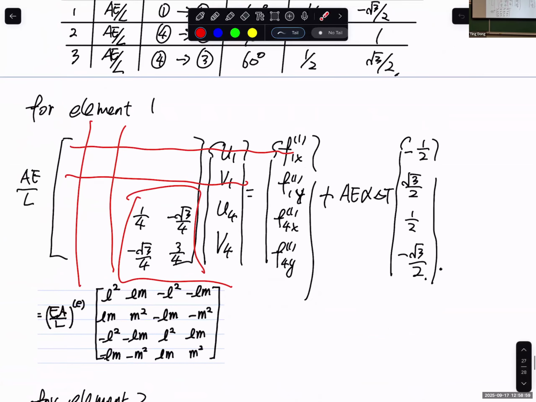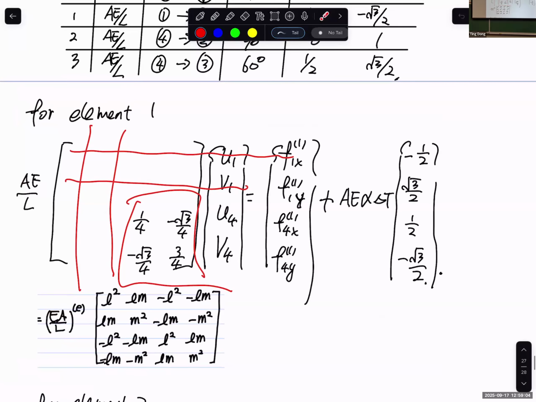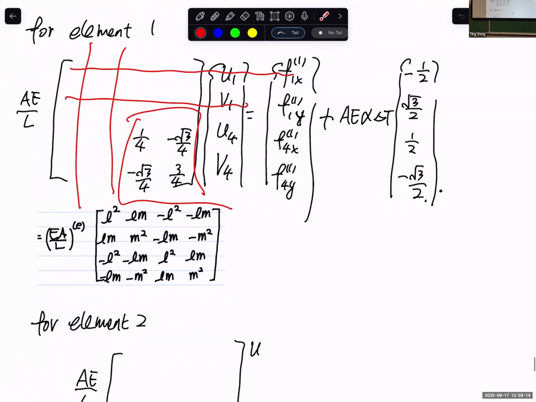So a method that saves you some time and avoids wasting time on this information is that you only write 2 by 2 for each element and do the assembly. After assembly it is 2 by 2, right? So we had this 2 by 2 for element 1.